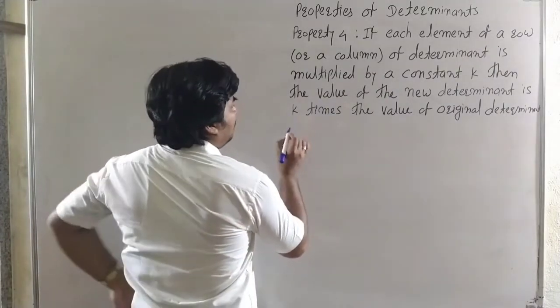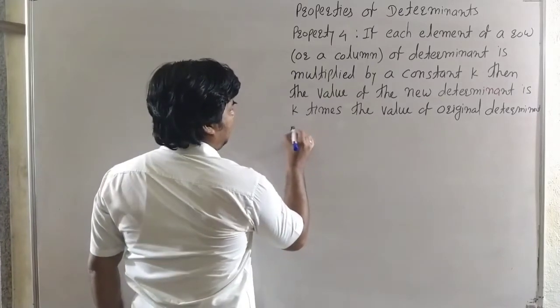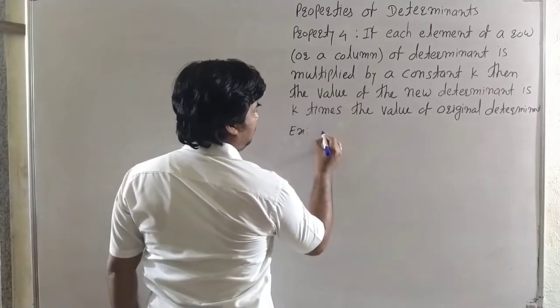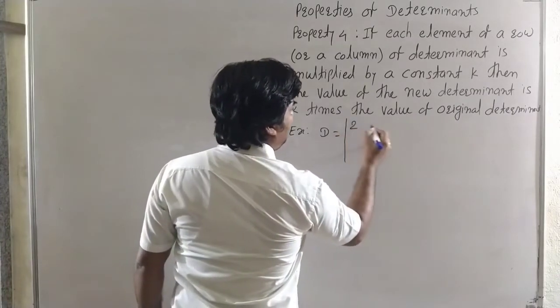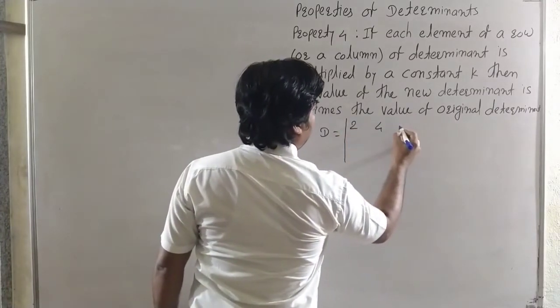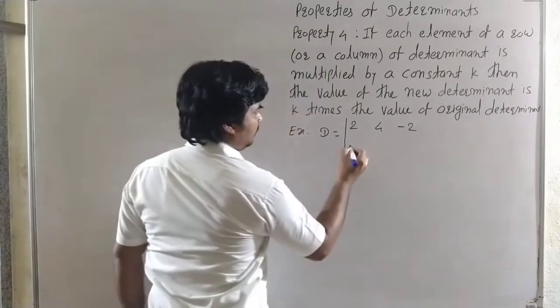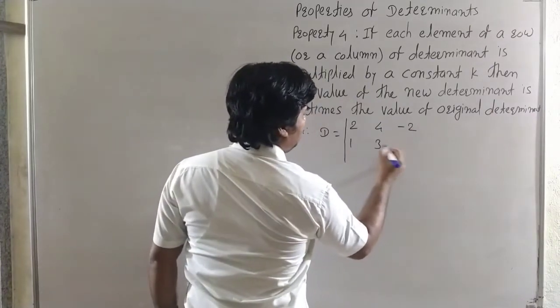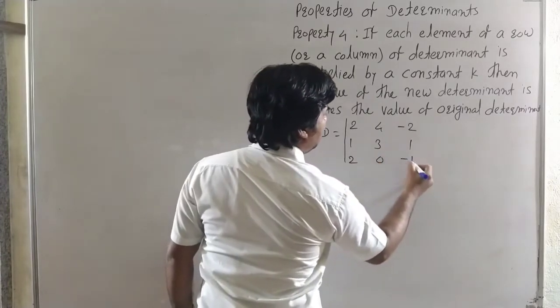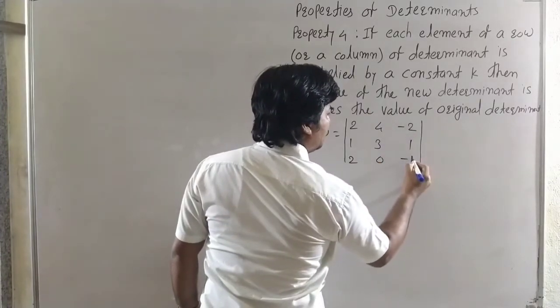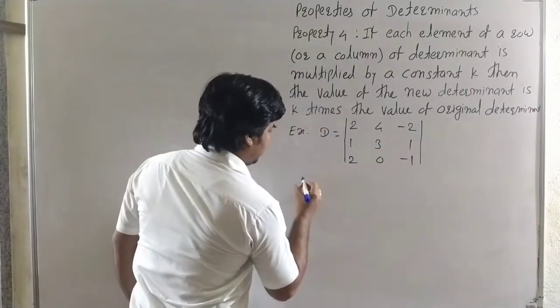First we take one given determinant. Suppose the determinant has rows 2, 4, minus 2; 1, 3, 1; 2, 0, minus 1. This is the original determinant, and we can find its value.